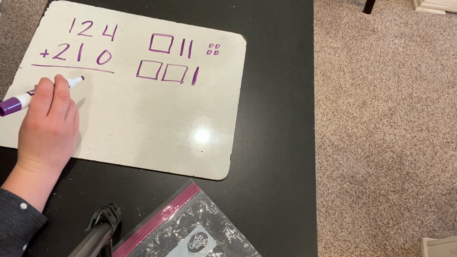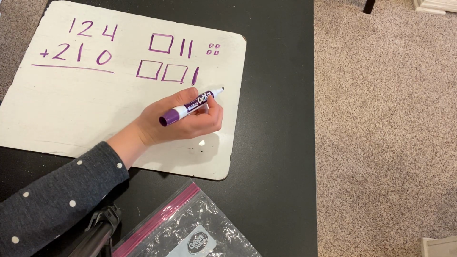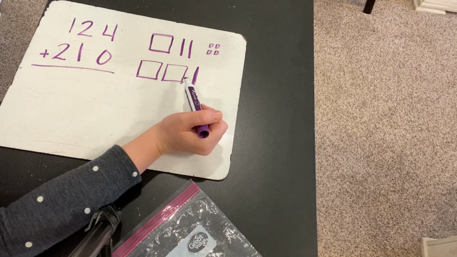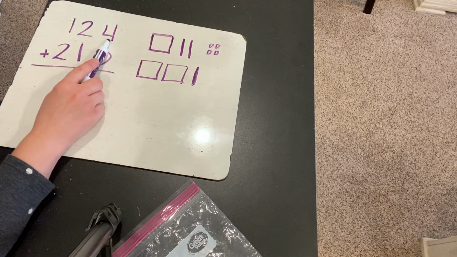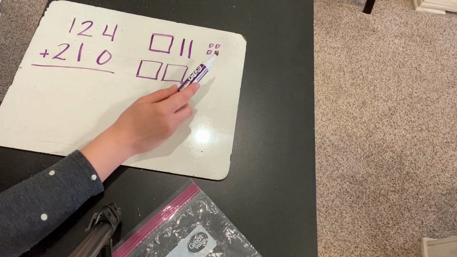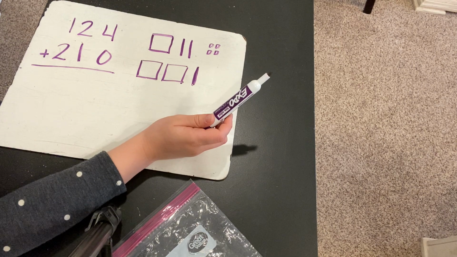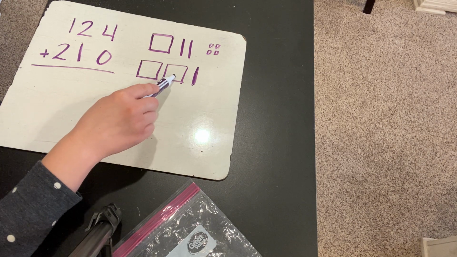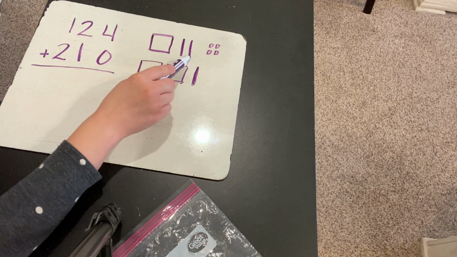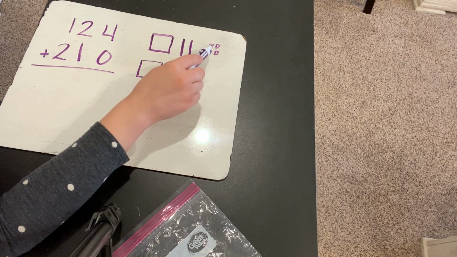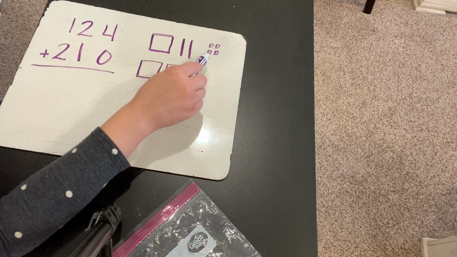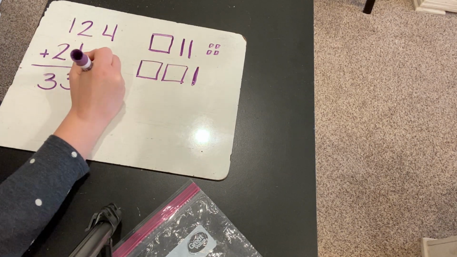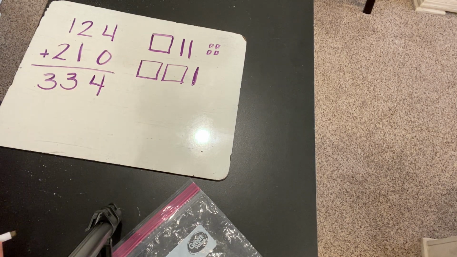All right, now to add, we're going to just add these together. And when we count base 10 blocks, we always start by counting the larger ones first and then getting smaller. That helps with your counting. So normally when you would add this together, you would start with your ones place, but that's going to be a little more tricky if you're trying to count base 10 blocks. So let's start with the hundreds first. 100, 200, 300, 310, 320, 330, 331, 332, 333, 334. So 124 plus 210 is 334.